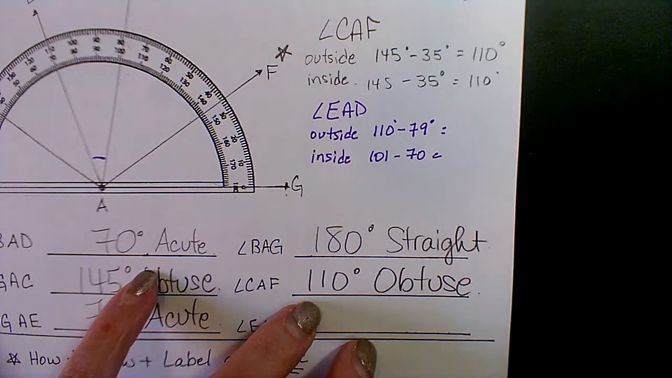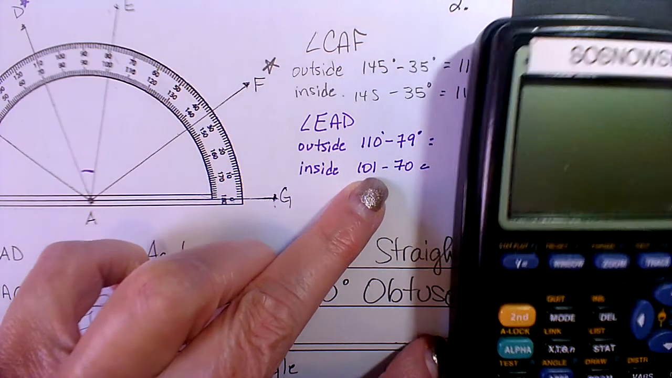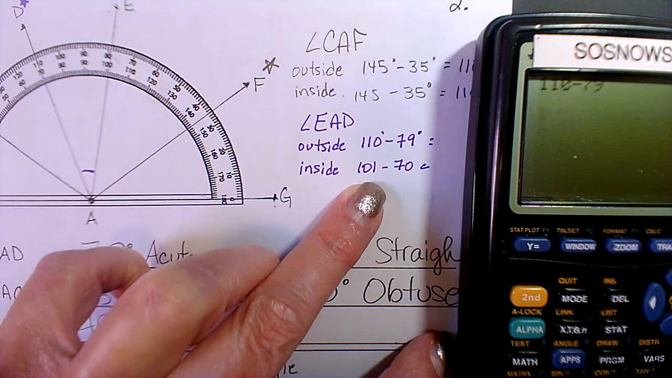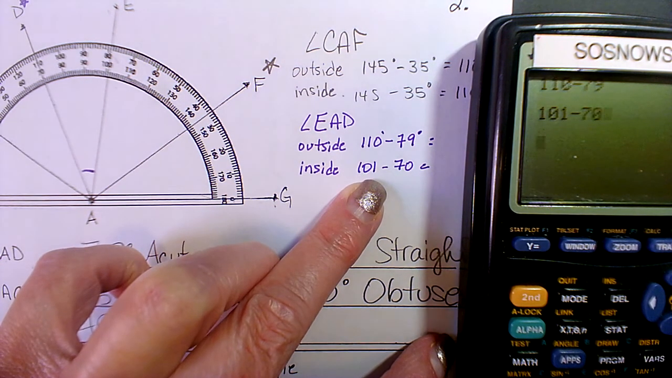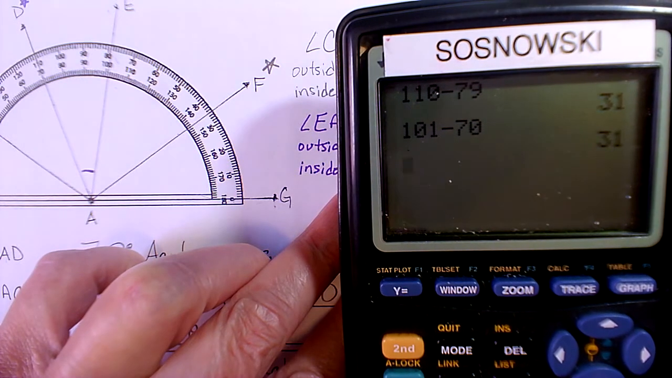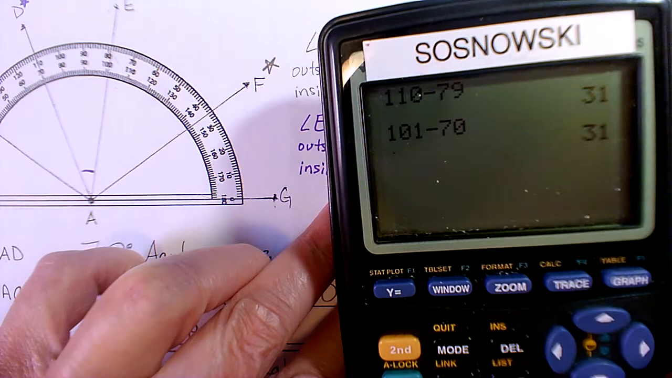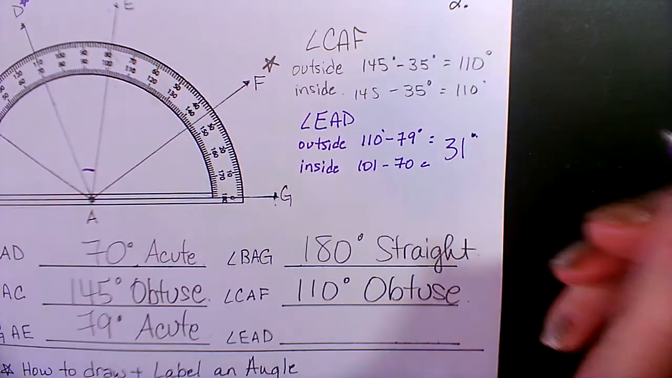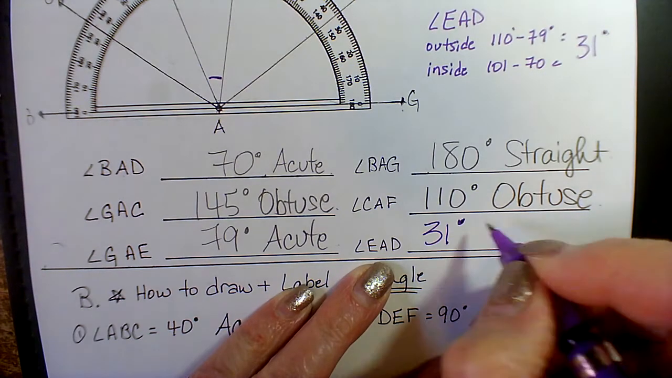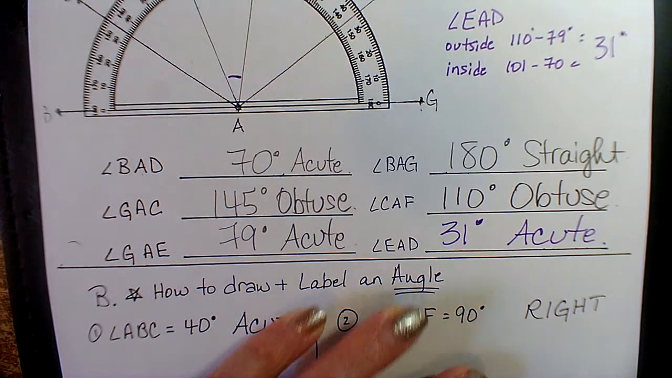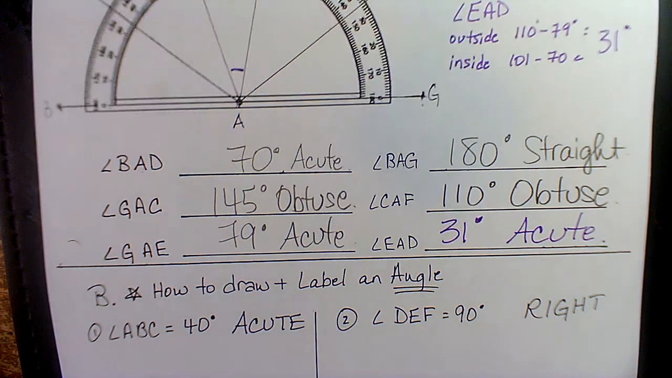Right? If you get your calculator out, 110 minus 79 gives me 31, and 101 minus 70 gives me a 31. Doesn't matter which way, outside's the top one, inside's the bottom one. Gave me the exact same value, 31 degrees. So 31 degrees gives me an acute. All right, so that's measuring.